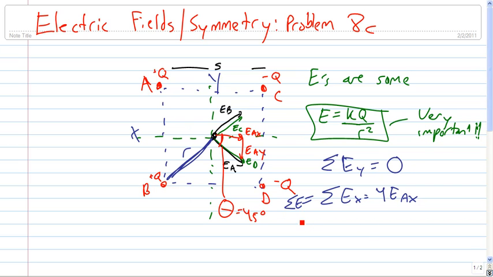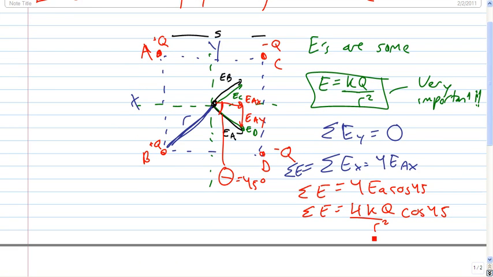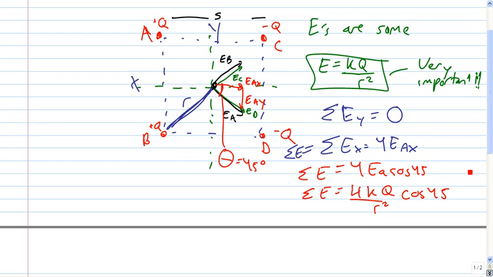So I can write the net field as 4 EA cos 45. It's cos because it's adjacent over hypotenuse. And now all I've got to do is plug in this KQ over R squared. So the net field equals 4 KQ over R squared cos 45. Now at this point, you might say, wait a second, I think you're done, but I'm not, because R is not a given. Everything else is a given. 4, K, Q, 45, all great. But R, I've got to write that in terms of something else.